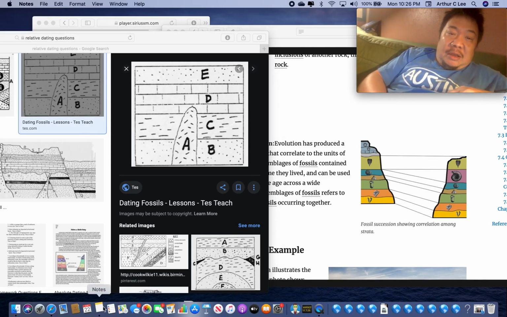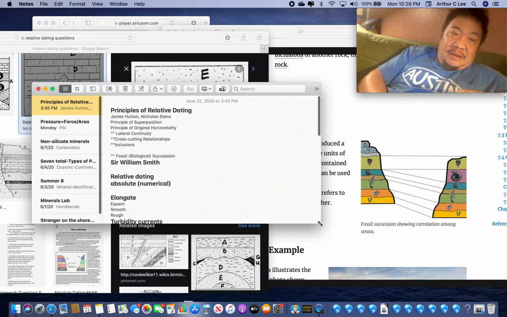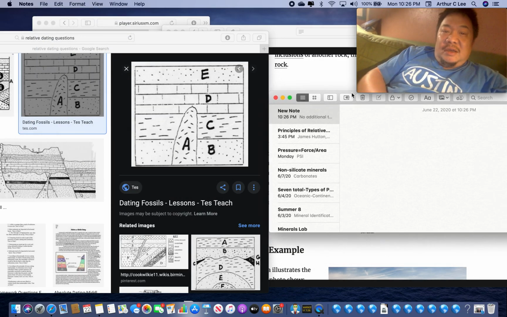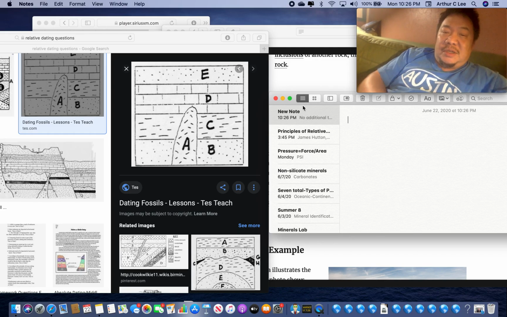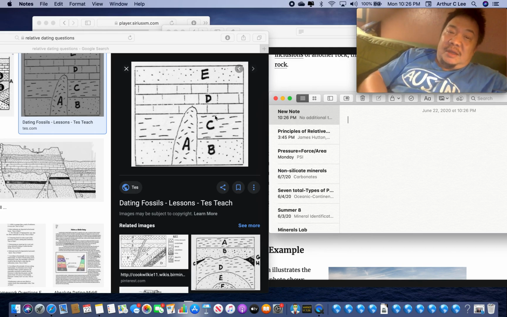Now my job here is to do the relative dating. I need a new note here, to do the relative dating for this cross section. So this is what we see of the rocks. We have layer B, and on top of it, we're looking at it from the side view, then we have layer C on top of it, and layer D on top of that, and layer E on top of that. Okay? Those are sedimentary because they are layered. A, on the other hand, is igneous because it cuts through these sedimentary rocks.